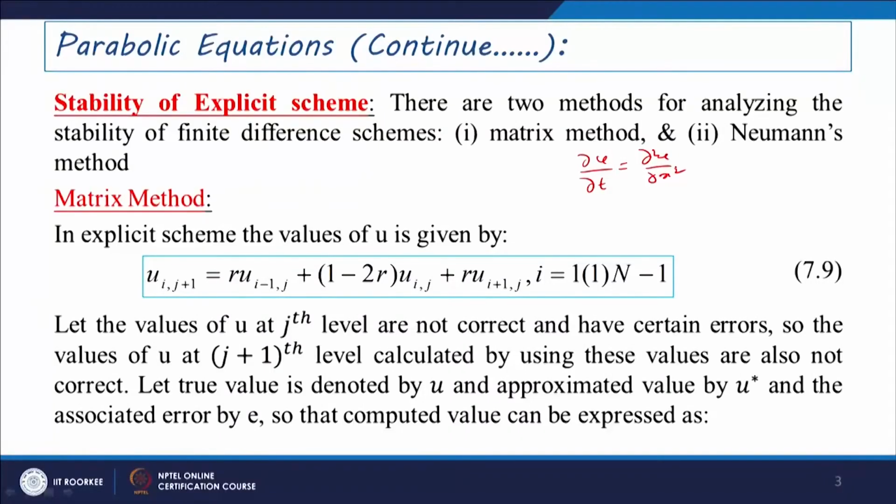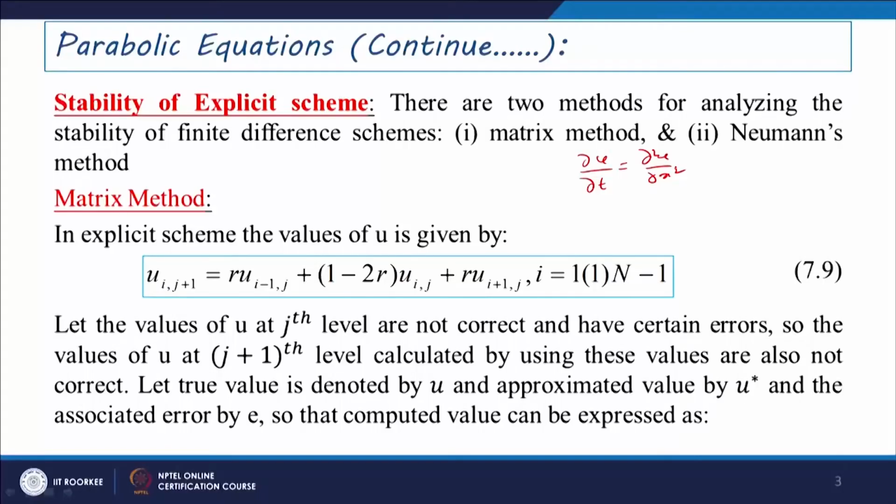Let the values of u at the jth level be not correct, since along the boundary it is always fixed, but afterwards, whenever we go for the computation, maybe it is not accurate, or you can find some difference from the exact value at each of the levels, and it has certain errors. So the values of u at the j plus 1th level calculated using these values are also not correct, since we are using the previous time step level values for the next step of calculations. That is why this error will keep increasing.